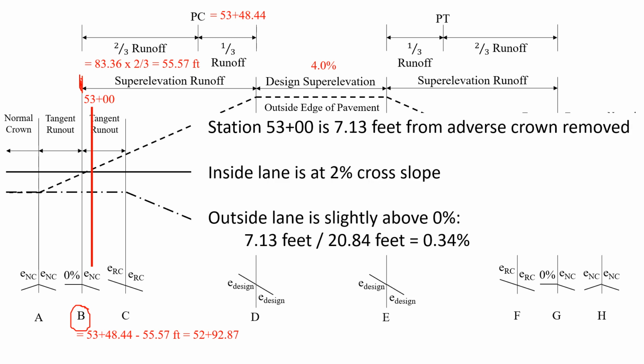So our station 53 is 7.13 feet from adverse crown removed. That's that point B, which had a station of 52 plus 92.87. We know that inside lane is at 2%, and that outside lane is slightly above 0, which I already said. And specifically, we just have to divide our 7.13 feet, the distance from point B, by how much it takes to change 1% in cross slope, 20.84, and that's going to give us a cross slope of 0.34%. So the answer to this, what's the cross slope at station 53? The inside lane is at 2%, the outside lane is at positive 0.34%.